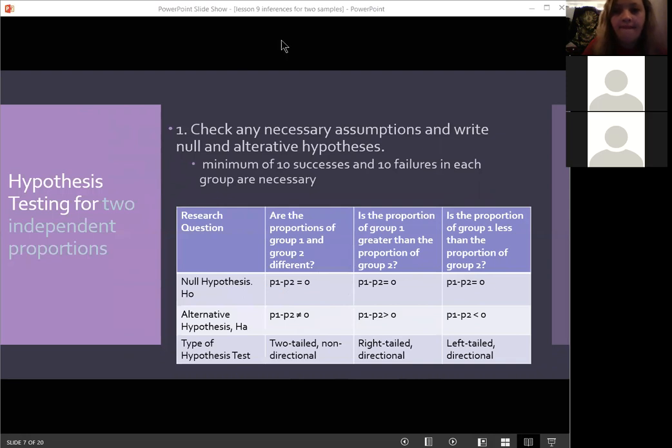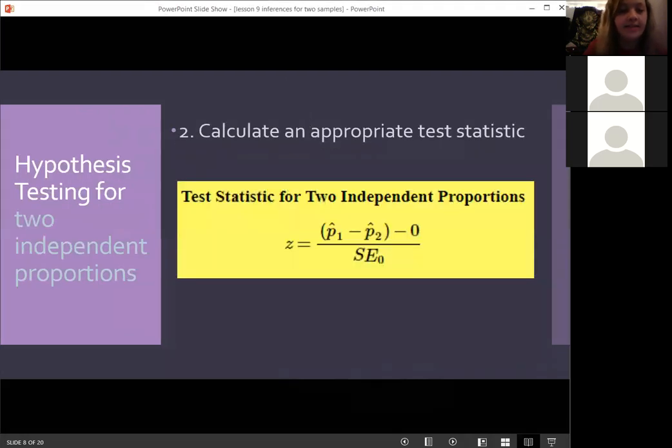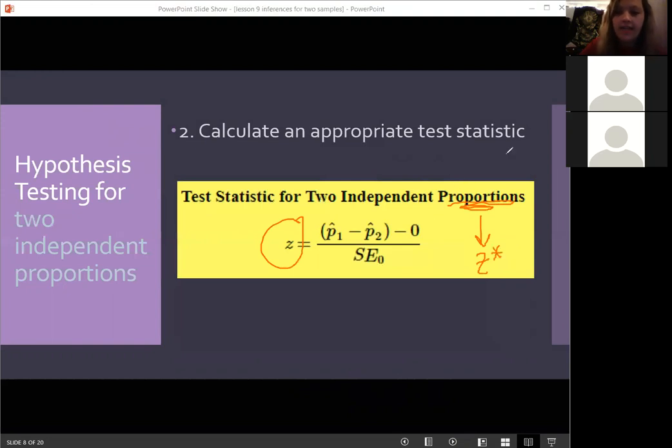All right, so our second step for hypothesis testing for two independent proportions is finding that test statistic. The main idea here is we're still doing z, because we're talking about proportions. So for proportions, we're going to make sure we use that z star. The only difference between a test statistic for one proportion and two is that we have to include this P hat 2, in order for us to talk about two independent proportions. So that's the main difference here. You're still going to have your null of 0, and then your standard error of the null on your denominator. So that's just an equation to find it.